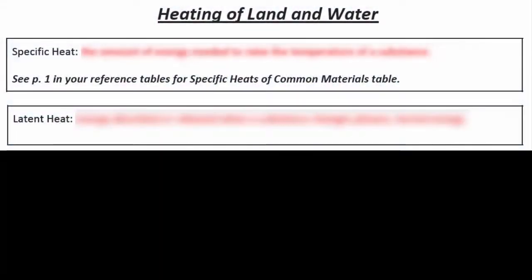Okay, so let's go to your notes. Specific heat is the amount of energy needed to raise the temperature of a substance. So if something has a low specific heat, you don't have to put a lot of energy into it to get its temperature to go up. However, if something has a high specific heat, you have to put a lot more energy into it to get its temperature to go up the same amount.